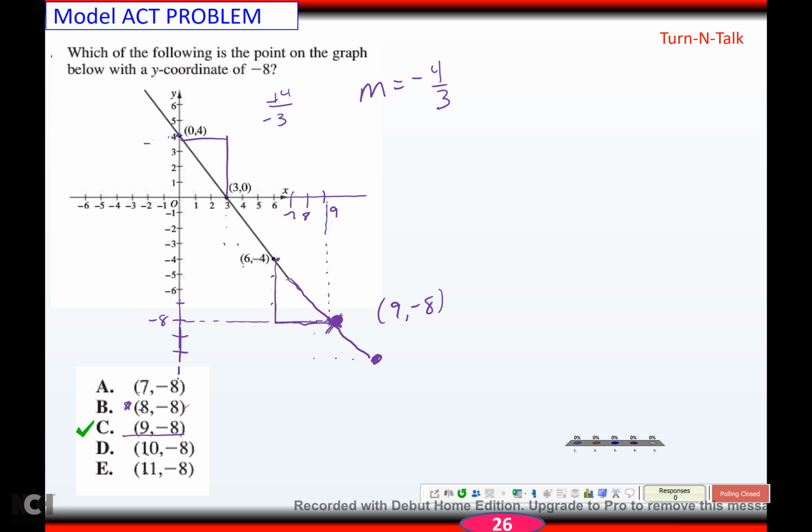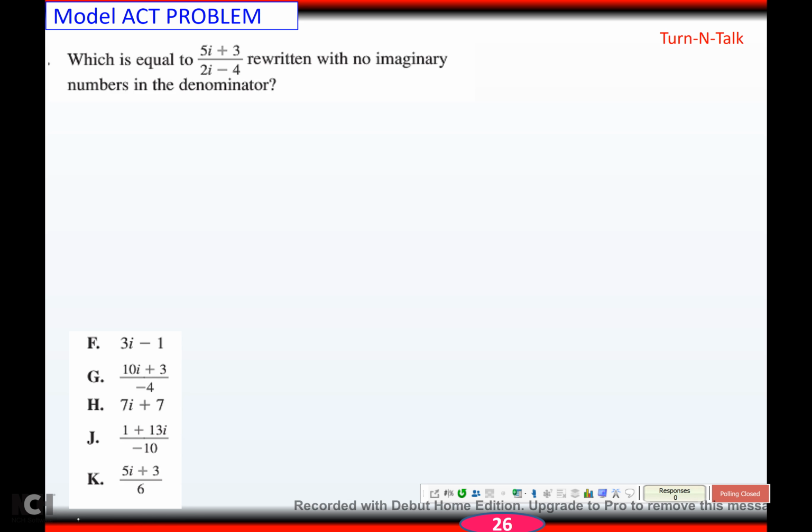Okay. Yeah, because if I go down 4 and right 3, that makes 9, -8. There you go. There's another way you could do it, I guess. All right, try this one. Hit pause. Come back when you're ready. And hopefully you got J.